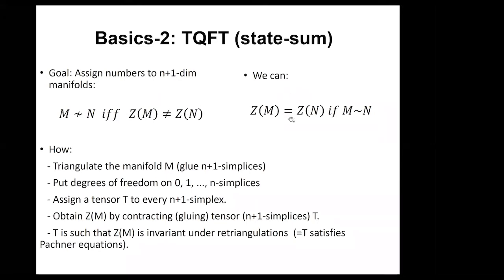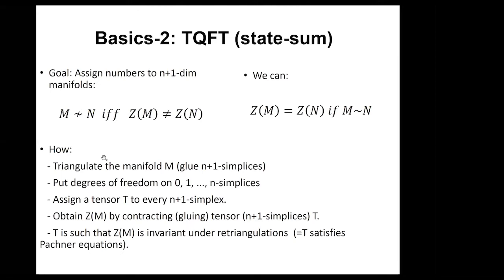So we can do the following. If M and N are equivalent to each other, we can come up with a scheme where these numbers are the same. But these numbers being the same does not always imply M is equivalent to N. It may be our lack of imagination, or the lack of power of our method, such that even though these numbers are the same, the manifolds are different. It is what it is, and we try our best. Okay, how do we do that?